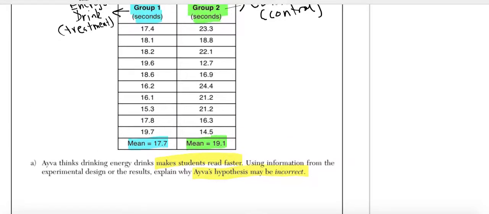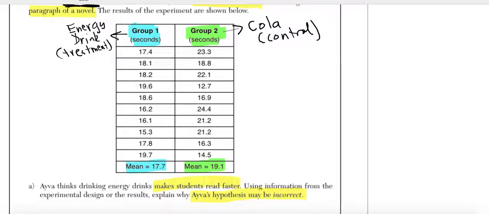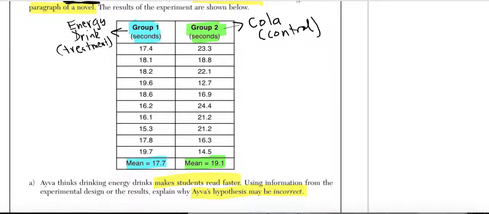So I want to look at the results first. Let's see if there are people in group 2 who actually read faster than group 1. So here we see the group on the right-hand side. I see a 12.7 seconds here really stands out because there's nobody in group 1 who read that fast, right?